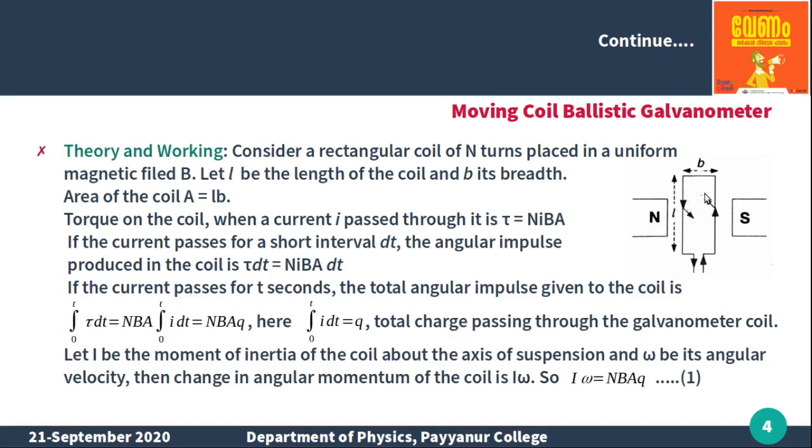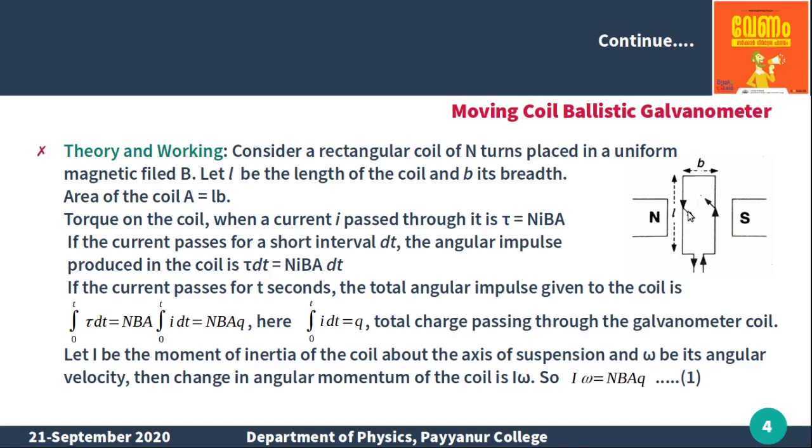Okay, so the angle between the field and the normal to the coil will always be 90 degrees. If you take the torque on this coil, we got the equation that torque is equal to NIBA sin theta. That theta was the angle between the normal to the coil and the magnetic field. If you remember the previous class, there we explained what theta is.